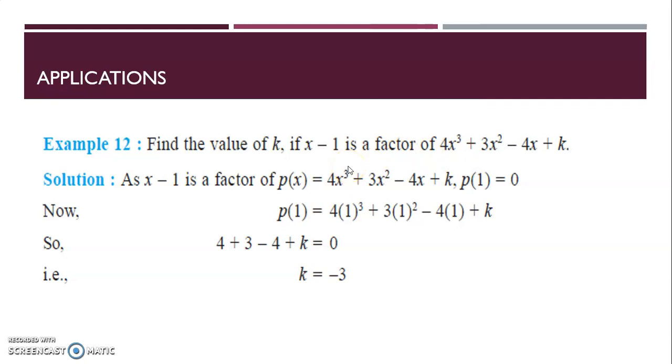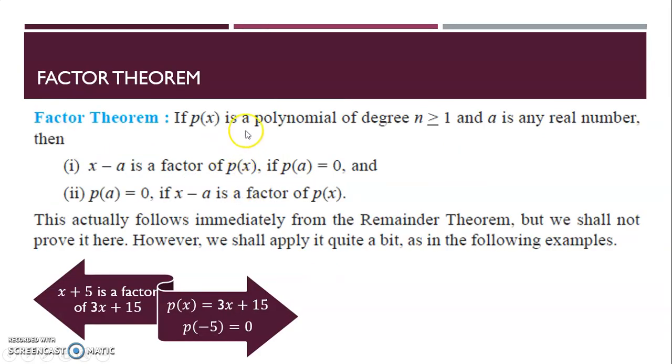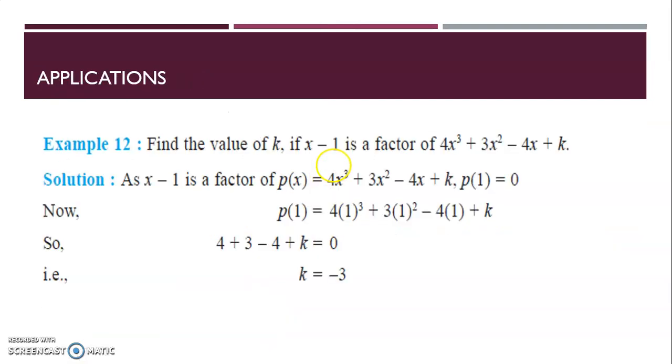Okay, so what have we seen in the factor theorem? The factor theorem says that if p of x is a polynomial of degree n greater than 1 and a is a real number, then if x minus a is a factor of p of x, p of a should be equal to 0. Here it is said that x minus 1 is a factor of p of x. So p of a should be equal to 0, which means p of 1 must be equal to 0.